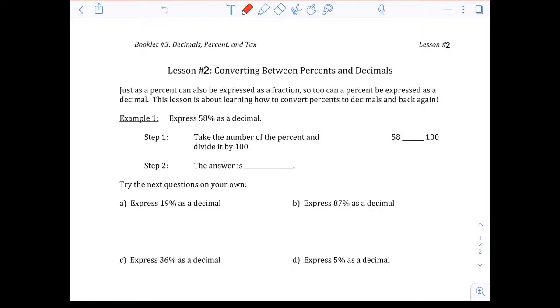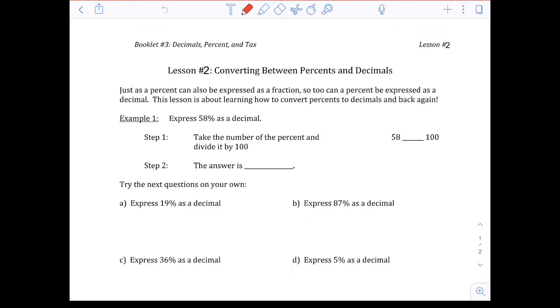So just as a percent can be expressed as a fraction, so too can a percent be expressed as a decimal. This lesson is about learning how to convert percents to decimals and back again. This is going to be important for when we start working with tax and calculating tax and discounts and things like that. So example 1 says express 58% as a decimal.